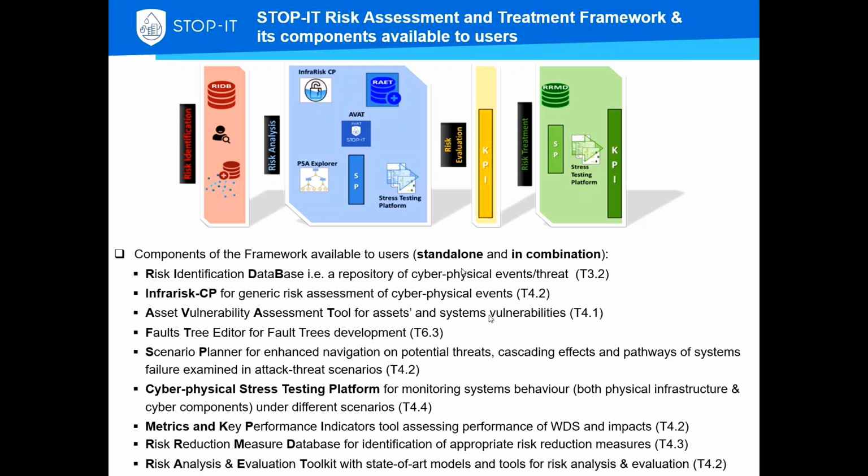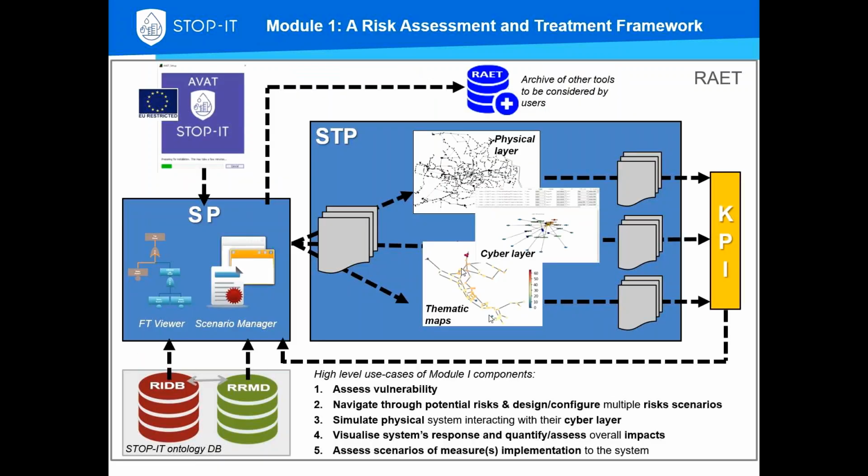As you can see, Work Package 4 and some tasks of Work Package 3 and 6 have delivered a whole range of tools in order to assist in all these processes. Now, this is the conceptual diagram of the high-level use cases of Module 1. RIAT is practically a toolkit which includes or gives access to all the tools that we're going to see today.